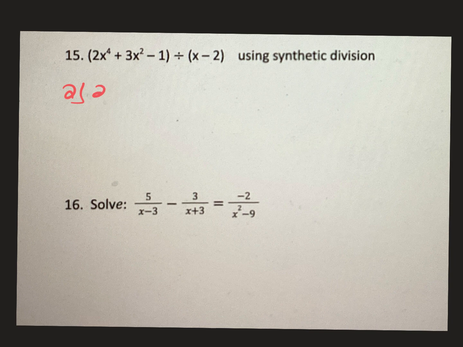15. Synthetic division, you should be experts at this by now. 2 in the box, 2, 0, 3. You're going to have lots of zeros. I want to be honest with you, you're going to have lots of zeros in your test tomorrow, so make sure you put those zeros everywhere you need them. By the way, if you don't have that negative 1 at the end right there, you need to put a 0 for your constant term also.